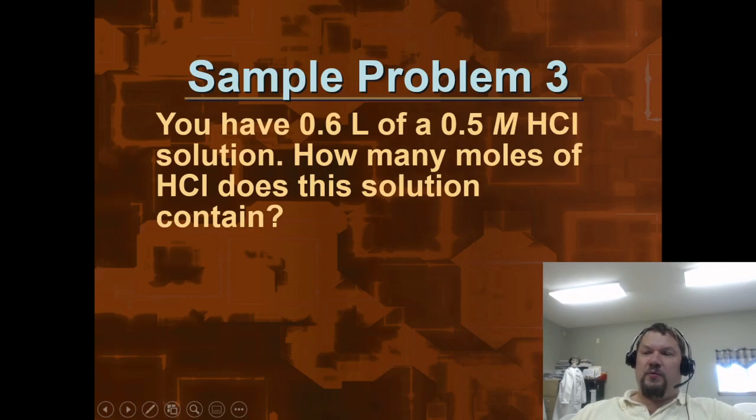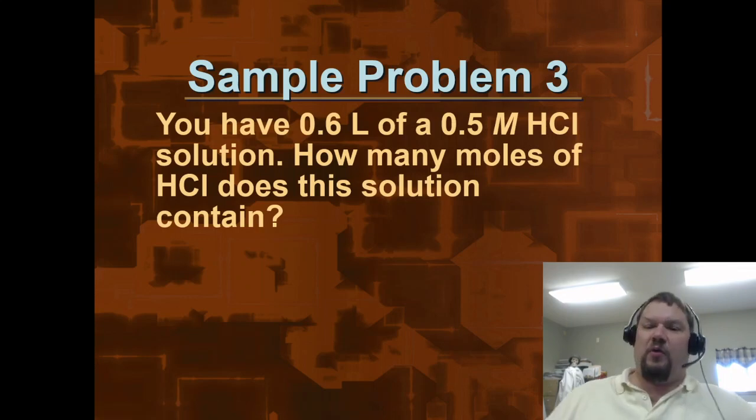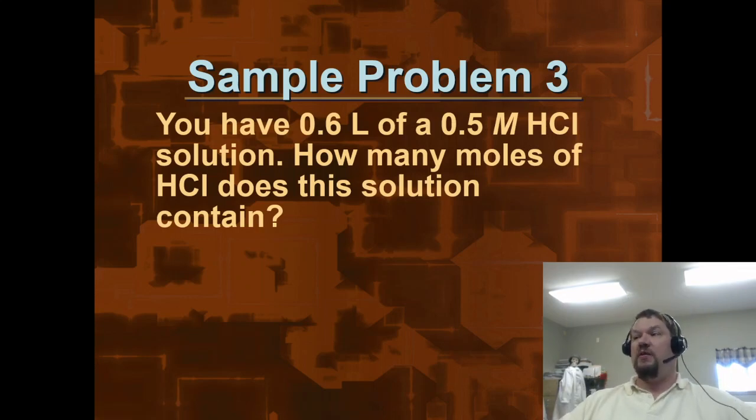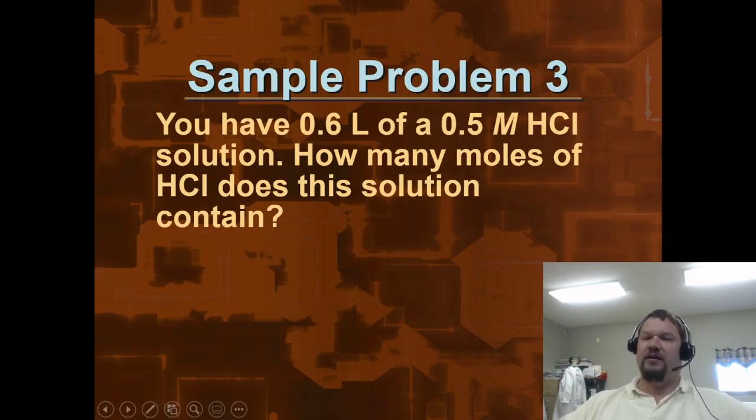All right, let's try a third one. You have 6/10 of a liter of half molar hydrochloric acid solution. How many moles does this solution contain? We're going in reverse now. We gave you that it's a half molar solution. We gave you the number of liters. We want to know the number of moles now. Can you work backwards to get there? I can just hear people complaining about having to work backwards right now. Yes, JJ. Yes, Troy. I'm talking to you guys.